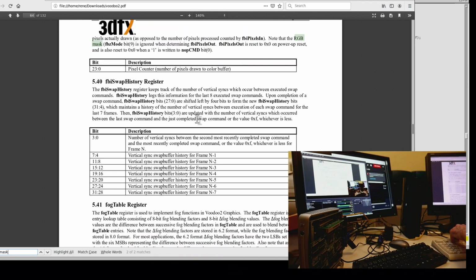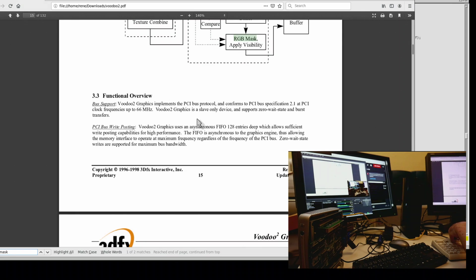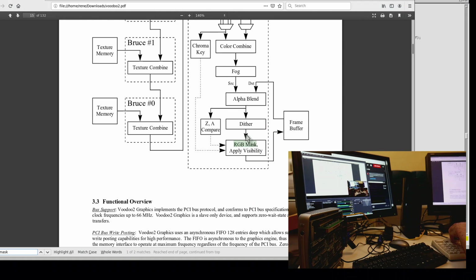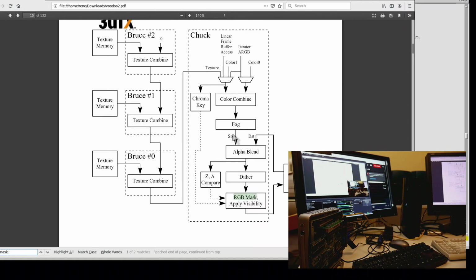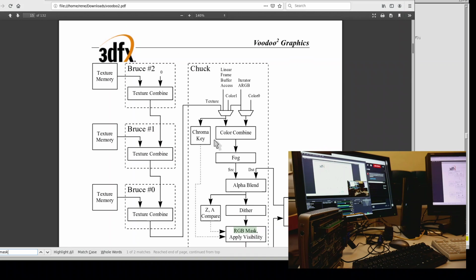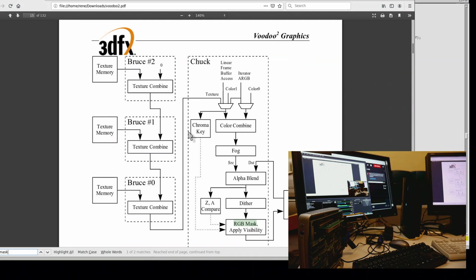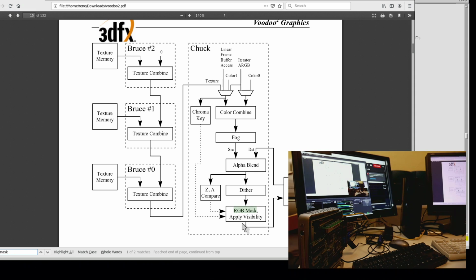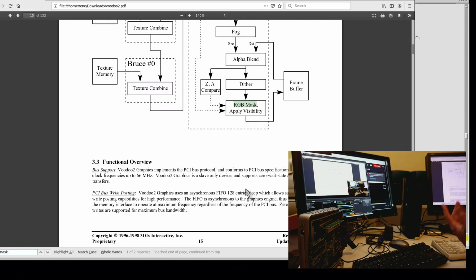You always think, yeah, you write this in one afternoon. There is a reason why the X drivers matured over the years. Here it's, by the way, the RGB mask, apply visibility. Yeah, so here you see also these funny names, Bruce and Chuck and FBI and whatnot, and you see color, chroma key, fog, alpha blend, dither, and then RGB mask, apply visibility. So yeah, this bit was missing, and now we found this, and now the Sunday is over.